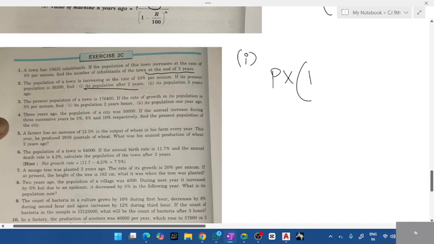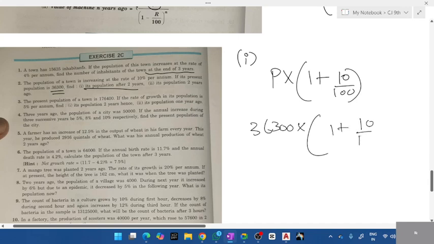Now let us see whether it is minus or plus. The population of a town is increasing or decreasing. What is the word? 1 plus r by 100. P into 1 plus 10 divided by 100. What is the present population? 36,300, into 1 plus 10 by 100 to the whole power. How many years, students? After 2 years. So this is the value for the first one.